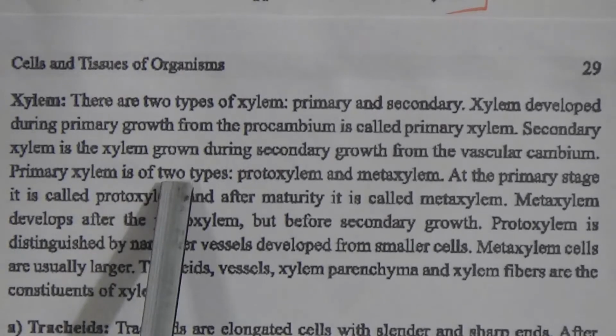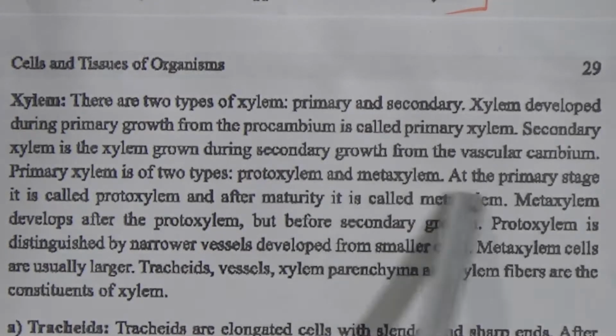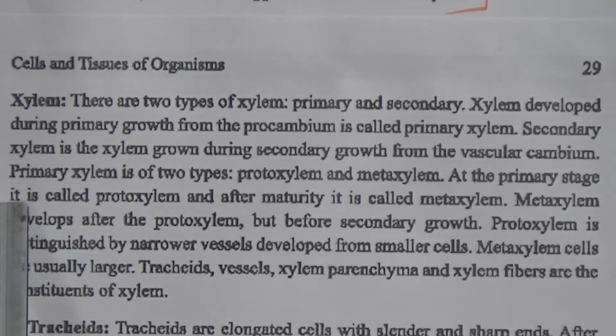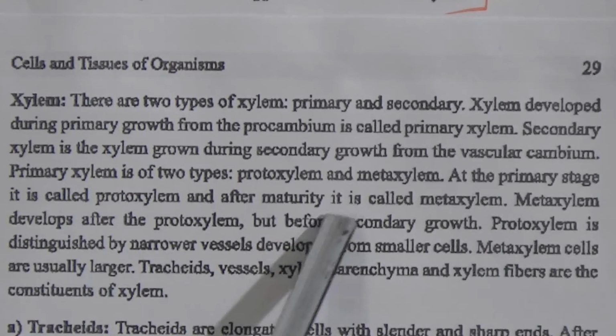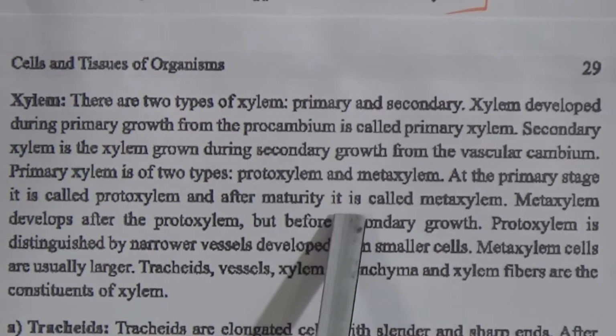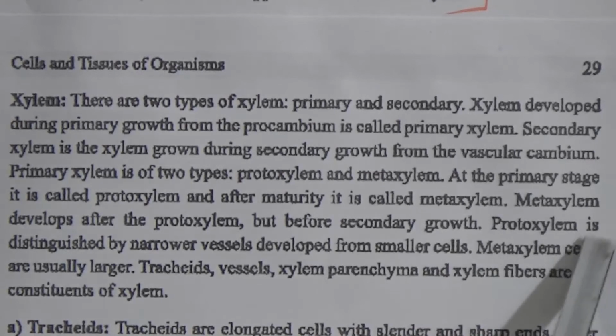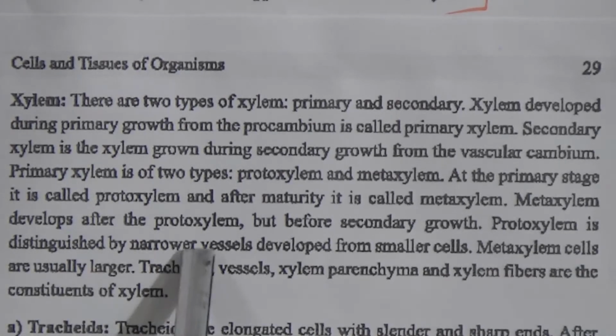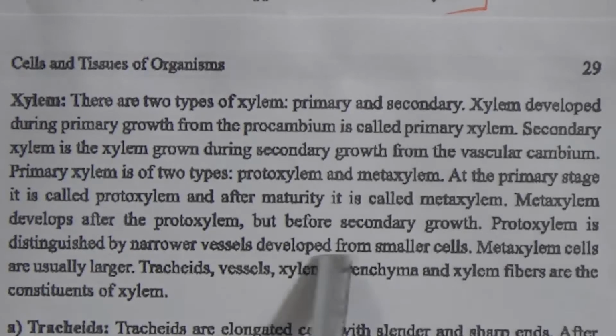Primary xylem is of two types, protoxylem and metaxylem. At the primary stage, it is called protoxylem. After maturity, it is called metaxylem. Metaxylem develops after protoxylem, but before secondary growth. Protoxylem is distinguished by narrower vessels developed from smaller cells. Metaxylem cells are usually larger. Tracheid, vessel, xylem parenchyma and xylem fiber are the constituents of xylem.